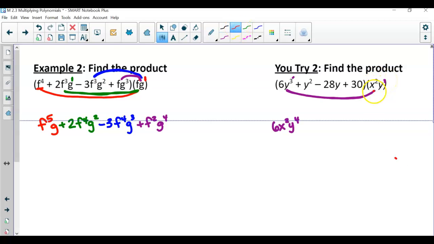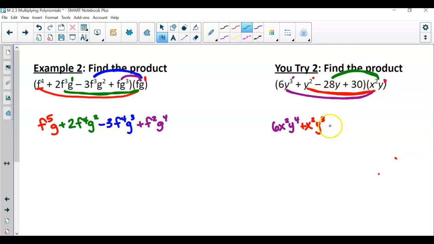Then the next, x squared y times y squared. So again, x squared, but now y squared times y cubed. Then the next term, x squared y times negative 28y. Negative 28, no x term, so x squared, but y times y squared. Then notice how the 30 here is by itself, so that's just 30 times x squared y.